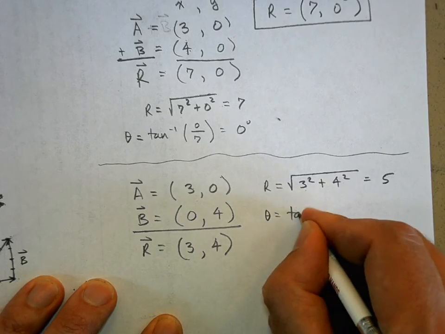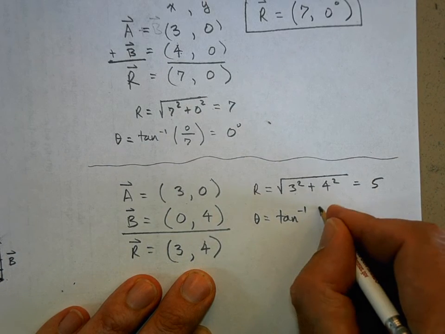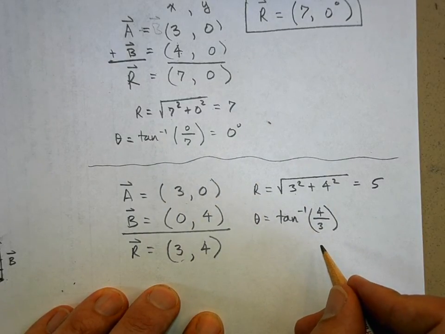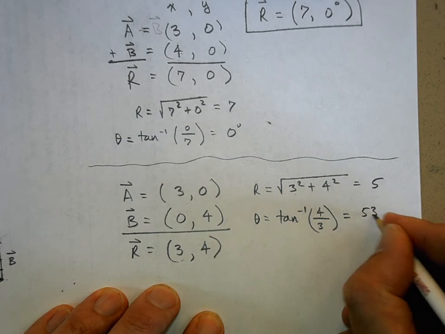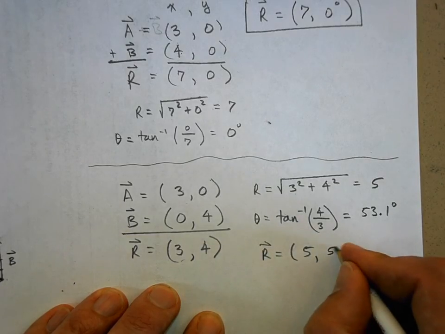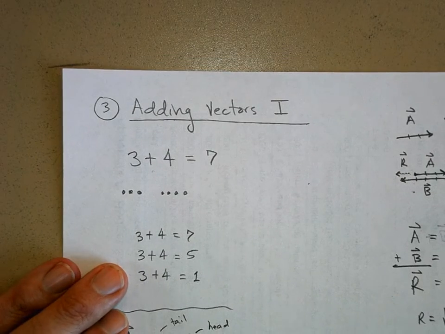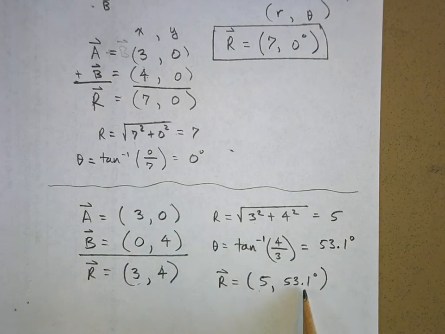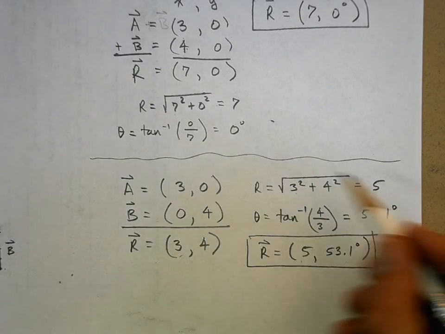Now, theta is the inverse tangent of the y value over the x value. Do I need to add 180 degrees to my answer? No, the x value is positive. And when you plug that in your calculator, you get 53.1 degrees. So I can say vector R in polar coordinates is 5 at 53.1 degrees. So I lied at the beginning a little bit when I said that 3 plus 4 equals 5. The magnitude of adding these vectors is 5, but you have to include the direction to get our full answer. This is what you're going to be doing in the homework.